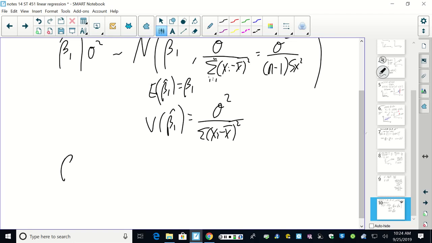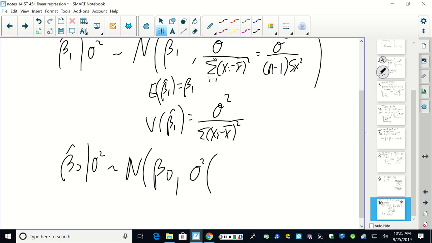Beta 0 hat is also normally distributed. It's also unbiased. On average, it's the true intercept. And its variance has a 1 over n here, plus x bar squared over the sum of (x_i minus x bar) squared. So if you estimate the intercept better, you get a smaller variance. How do you get a smaller variance? Bigger sample size, bigger range in x's.